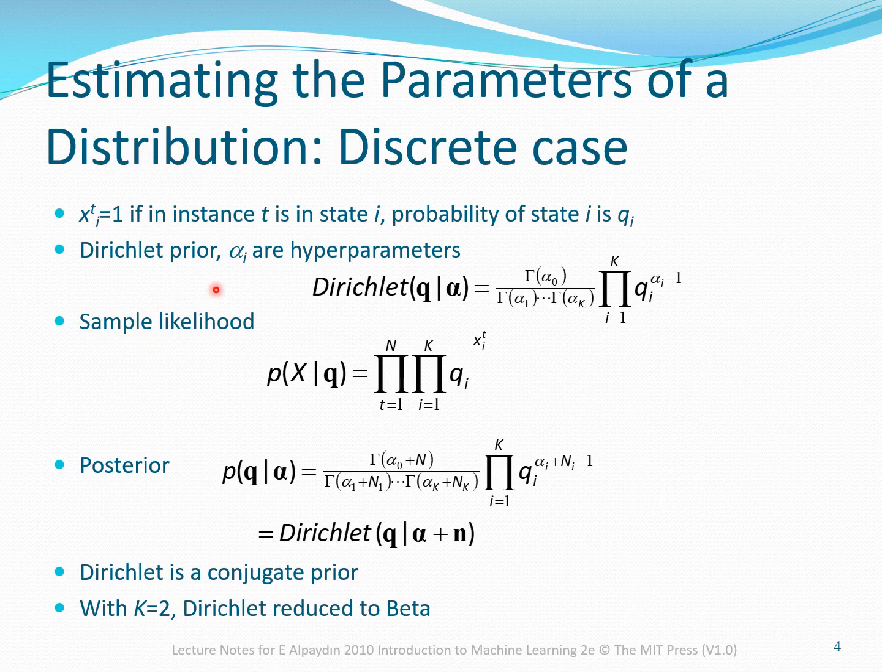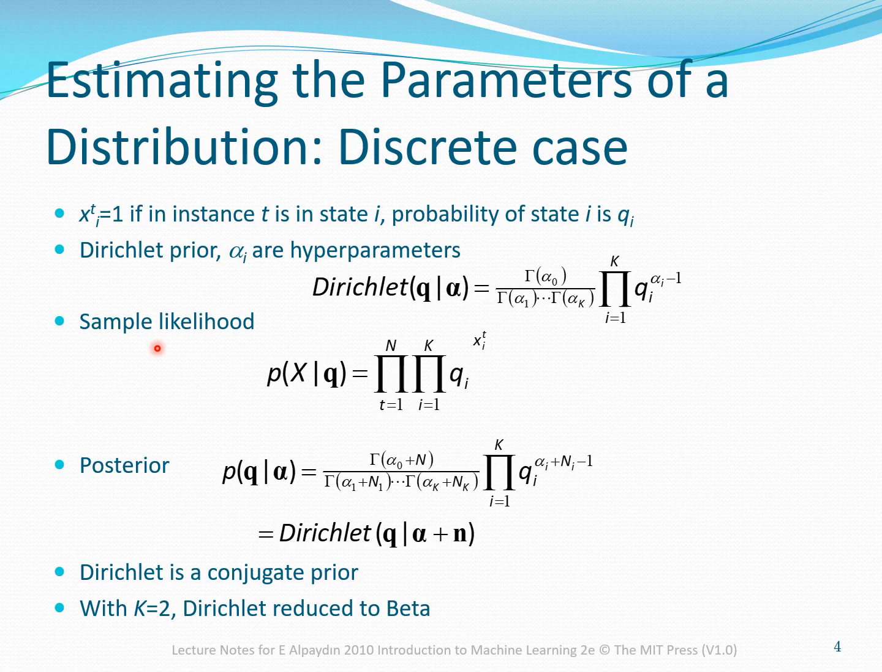Dirichlet prior. The Dirichlet distribution is a way to model a random probability mass function for finite sets, and the Dirichlet distribution is also sometimes used as a prior, as in this case, in Bayesian statistics. Alpha_i are the hyperparameters. What is the formula? Dirichlet of q given alpha equals gamma of alpha_0 divided by gamma of alpha_1 to gamma of alpha_k, times the product over i equals 1 to k of q_i to the power alpha_i minus 1.